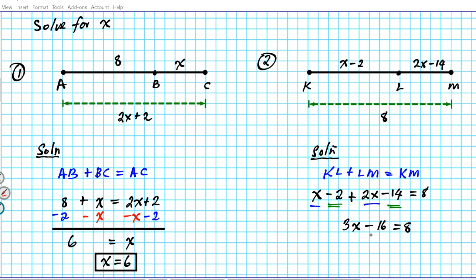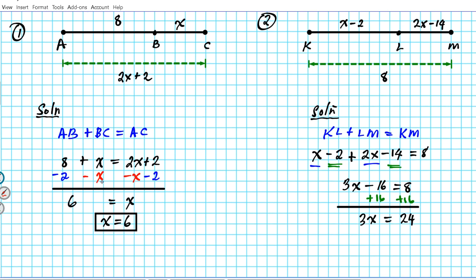Let's do it. We're going to add 16 to both sides of the equation. When you carry out that addition, you will have 3x is equal to 24. Now, to get x isolated, all you do is divide both sides of your equation by the coefficient of x, which is 3. So divide by 3, divide by 3, and your final answer, x, is going to be 8. And we have accomplished the task for question number 2.